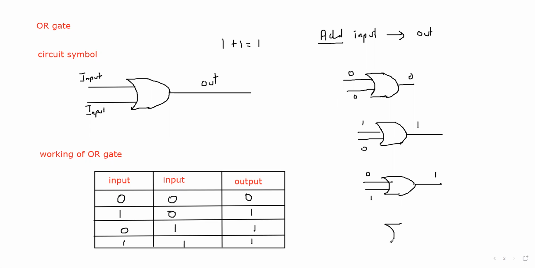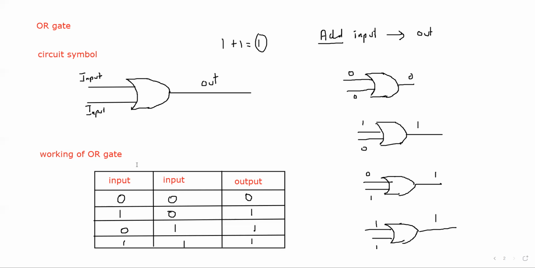So when both inputs are high, the output will be high. So 1 plus 1 is 2, but in terms of logic gate, 1 plus 1 is 1. It means if both inputs are high, the output will be high, or the device which is connected to the output will work. So for the working of OR gate, sometimes in exams they ask you to explain the working of OR gate. You can make this table.